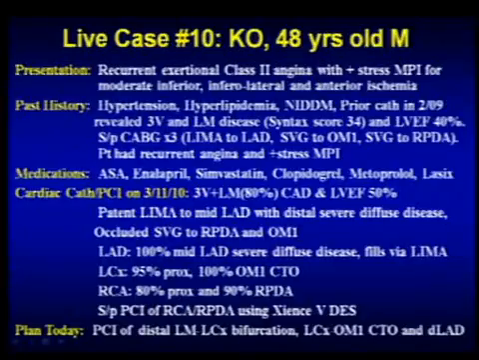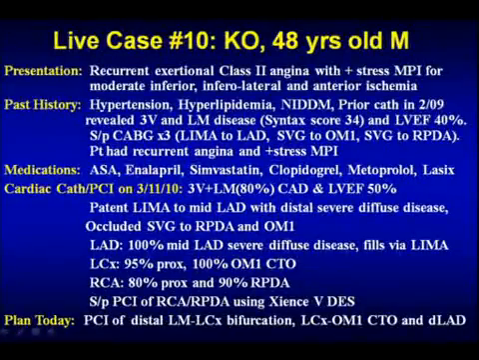A 48-year-old male had recurrent exertional angina with positive stress test for multivessel ischemia. History basically is that he has history of hypertension, high lipids, non-insulin dependent diabetes, and he had a cath last year in February, during which he had a left main and 3 vessel disease. Syntax score was 34 with EF of 40%.